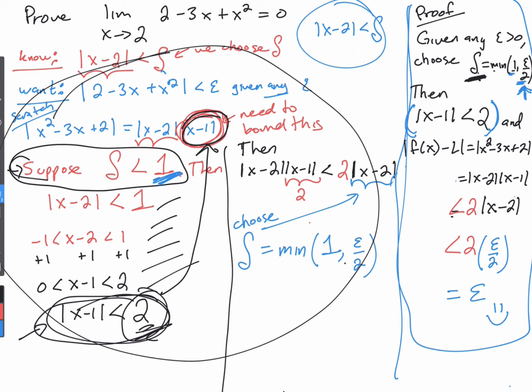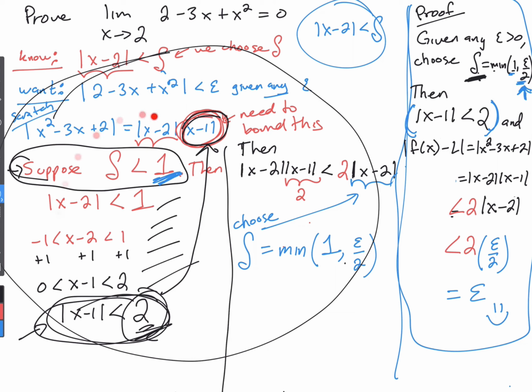Now down here, we just wrote it down, we factored it. Where does this less than 2 business come from? It came from what we stated right here, right? And then where did this step come from? This epsilon over 2, from what we said over here, right? This delta is epsilon over 2.